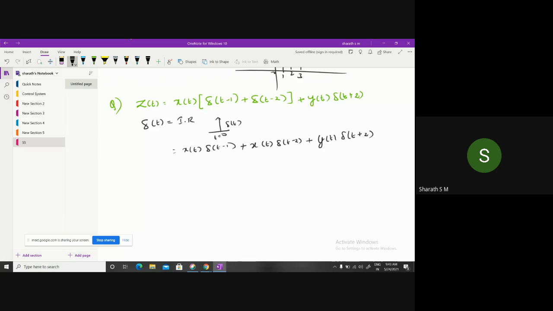So x of t into delta of t minus 1, for example, they are not given the original x of t. For example, I'm going to choose the x of t like this pulse at t is equal to 0, 1, 2, 3, and y of t is equal to some random pulse. So like this as 0, 1, 2. If I'm going to multiply with delta of t minus 1, delta of t minus 1 means what?